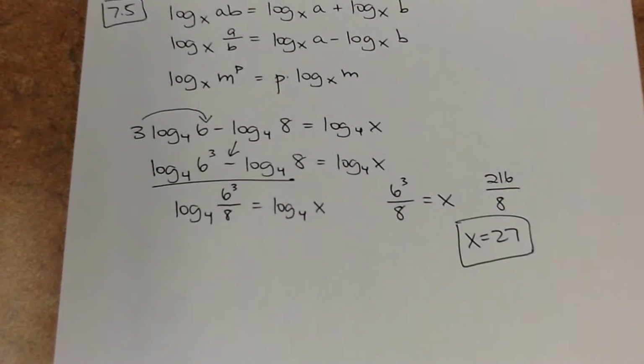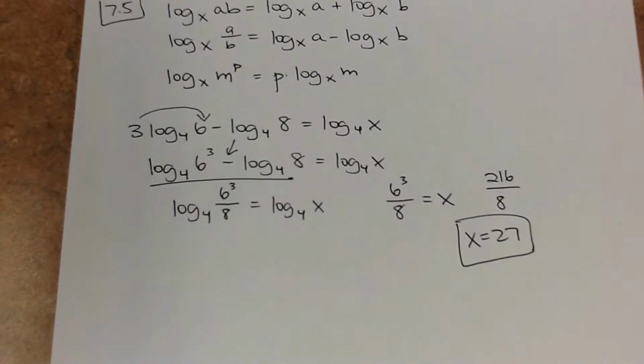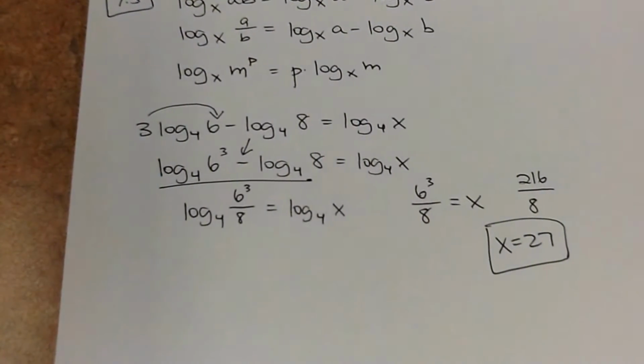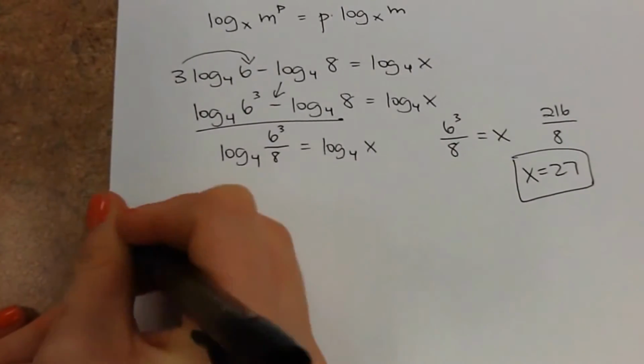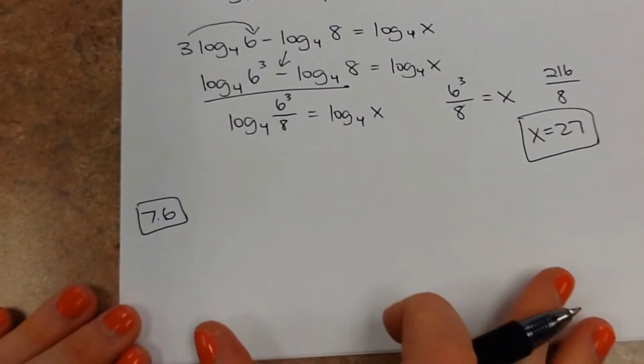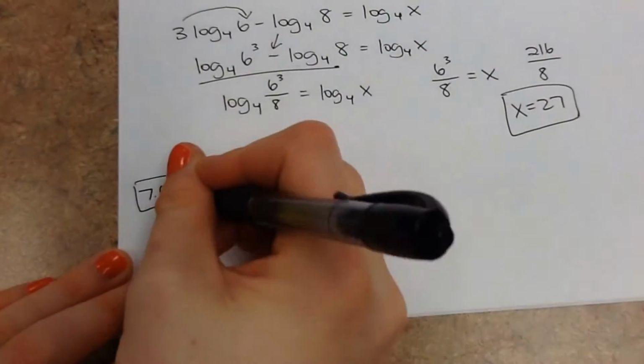Okay, so now let's look at 7-6. We're getting there. We've got just some 7-6 stuff and some 7-7 stuff. All right, so 7-6 is all about the common log. We did some common log things. We did some solving equations. That was the big one.